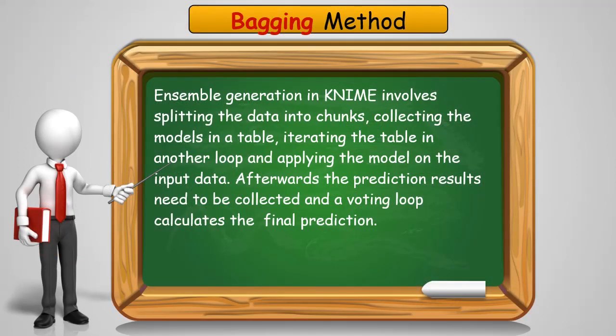The ensemble method in Knime is going to involve splitting the data into chunks, collecting the models into a table, and then iterating the table in another loop and applying the model on the input data. Afterwards, the prediction results need to be collected, and a voting loop calculates the final prediction.